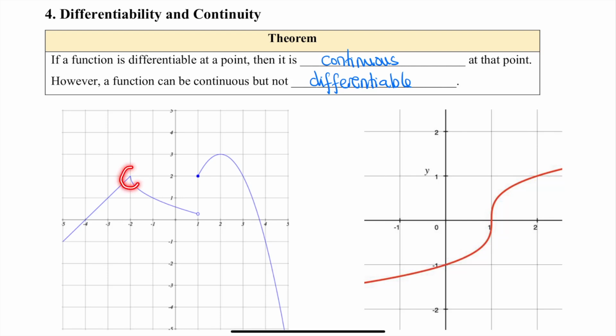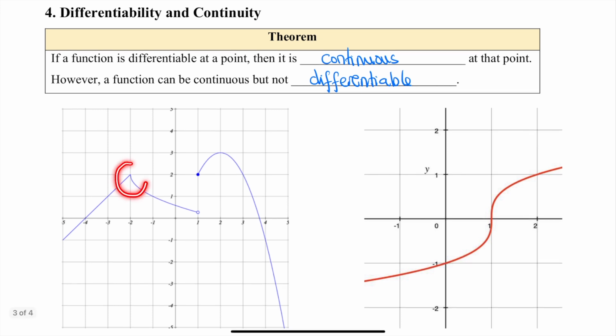Let's look at this point. Notice that the graph changes direction very sharply. If we approach this point from the left, the graph has one slope. If we approach from the right, the graph has a different slope. So we cannot draw one single tangent line at this point. Because of that, the derivative does not exist here. This situation is called a corner.